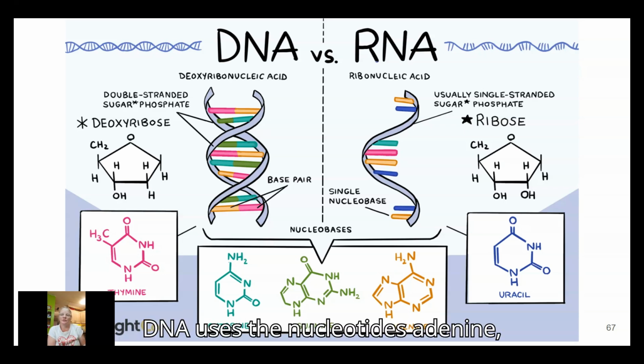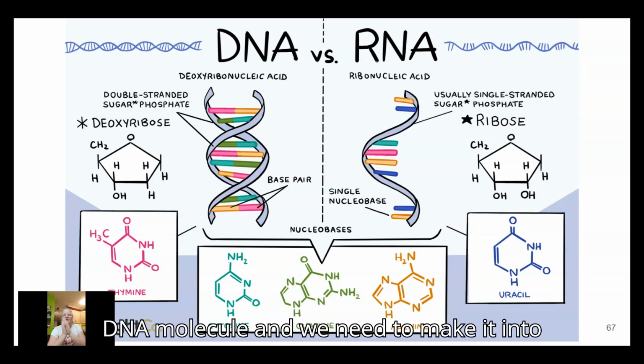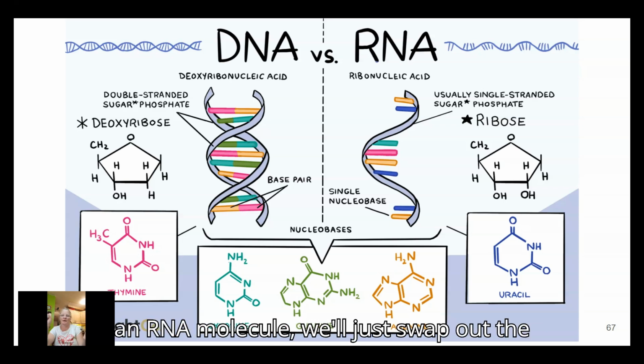DNA uses the nucleotides adenine, guanine, cytosine, and thymine, but we'll just call them A, G, C, and T for short. RNA also uses A, G, and C, but not T. RNA uses uracil, or U for short, instead of T. So anytime we're looking at a DNA molecule and we need to make it into an RNA molecule, we'll just swap out the T for a U.